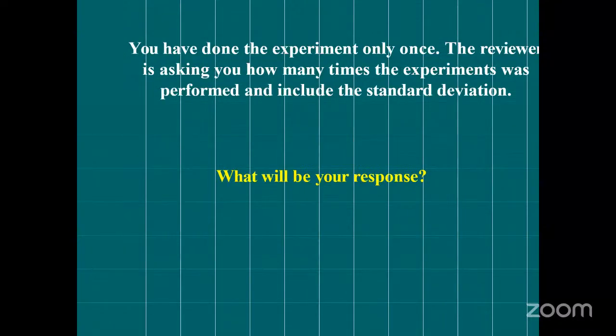Okay, you have done the experiment only once. The reviewer is asking you how many times the experiment was performed and to include the standard deviation. What will be your response? Maybe you can tell the truth. If you did it 2 or 3 times, then you can take the standard deviation. If you did not perform it, you cannot simply claim that you did it 3 times or 4 times. You cannot.